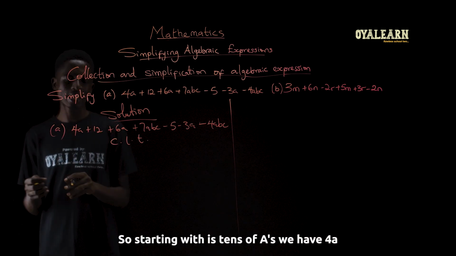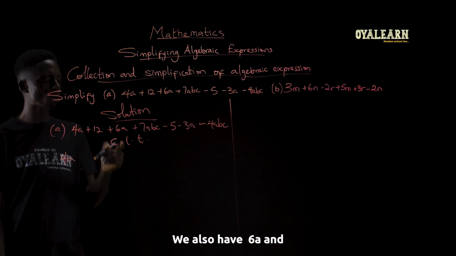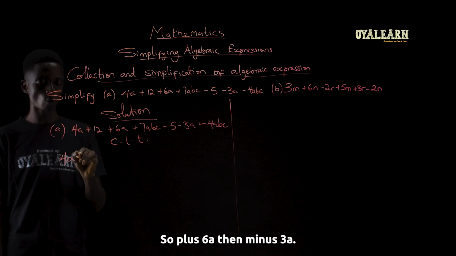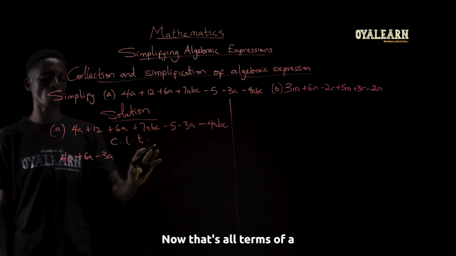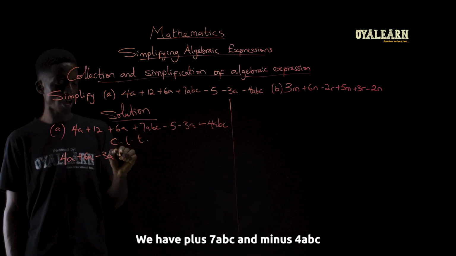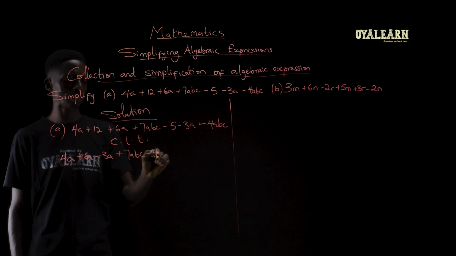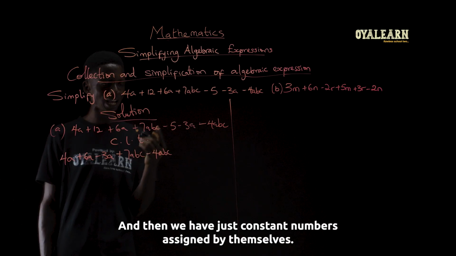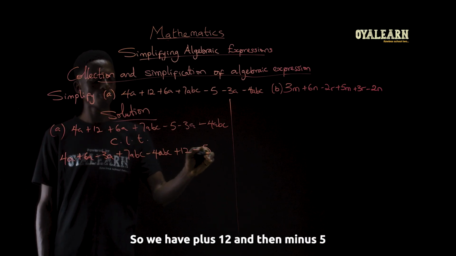So starting with terms of a, we have 4a. We also have 6a and minus 3a. But plus comes before minus, so we have to write this: plus 6a, then minus 3a. Now, that's all terms of a. We also have terms of abc. So we go to those. Here we have plus 7abc and minus 4abc. And then we have just constants, numbers that stand by themselves. So we have plus 12 and then minus 5.